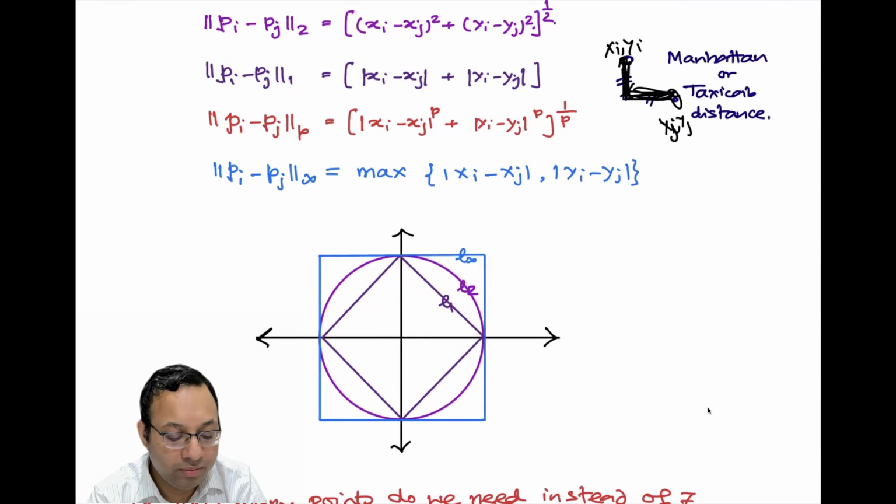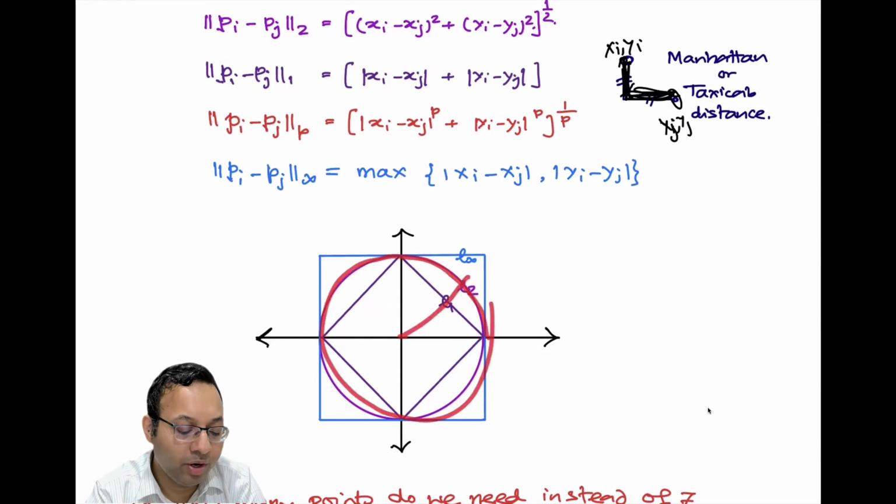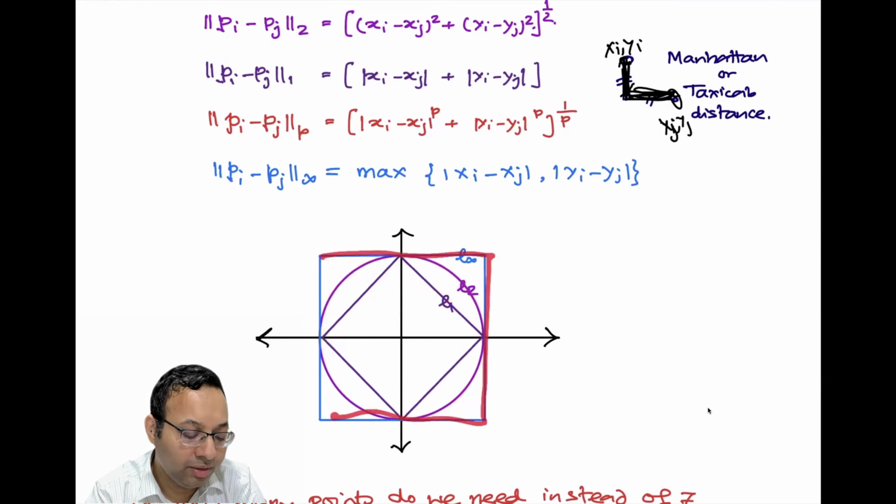Instead, the L2 ball is the regular unit ball, which is like this. So the Euclidean distance from any point on this circle is 1. For L infinity, it is this one. The maximum distance is 1.